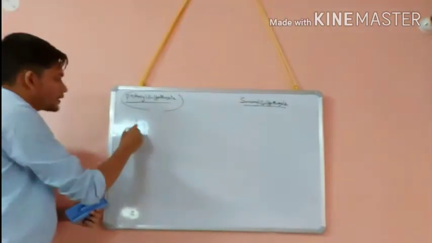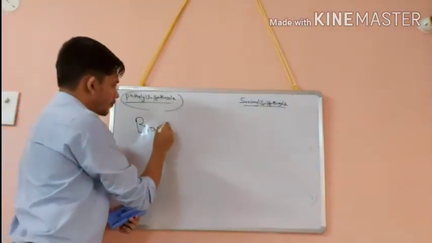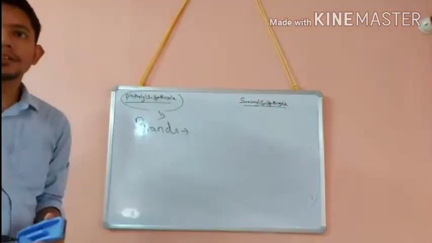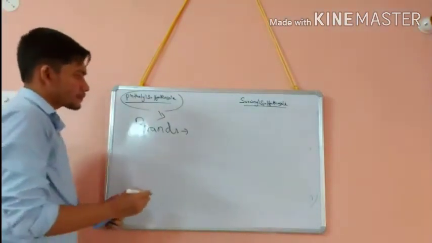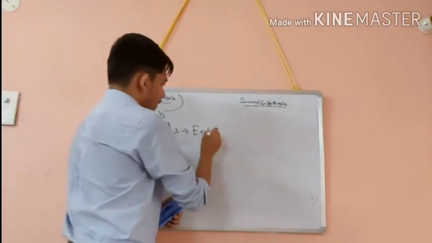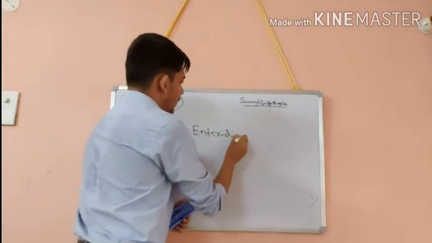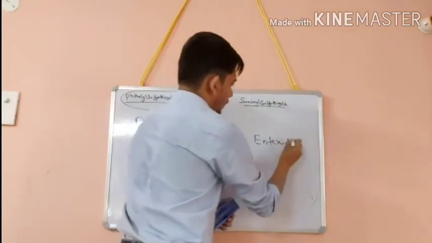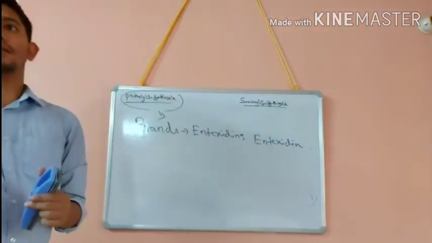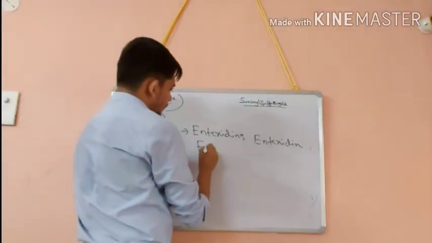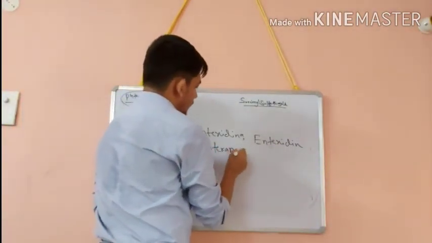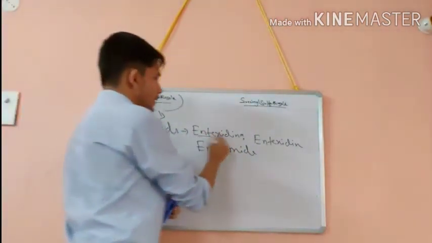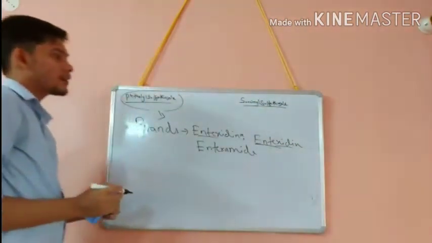Okay, so brands of this phthalylsulfathiazole. So what are the brands? Antexidina, then Antexidine, then Enteramide. So these are the commonly available brands, or you can search some other in the internet also.